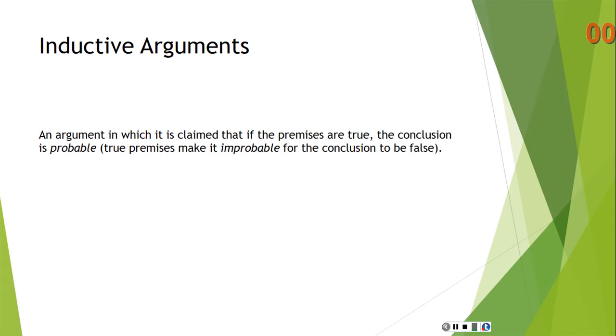I don't know if you recall, but we made the dividing point at 50-50. So, probable means that the probability that the conclusion is true given the premises is greater than 50-50. Improbable means, or not probable means, the probability that the conclusion is true given the premises is not greater than 50-50. So 50-50 or below.